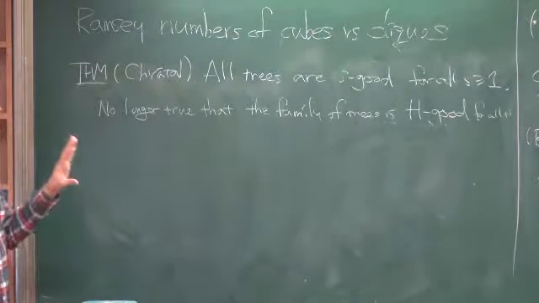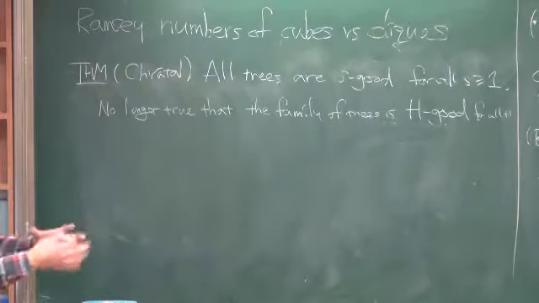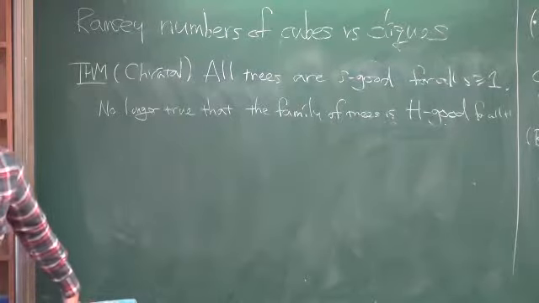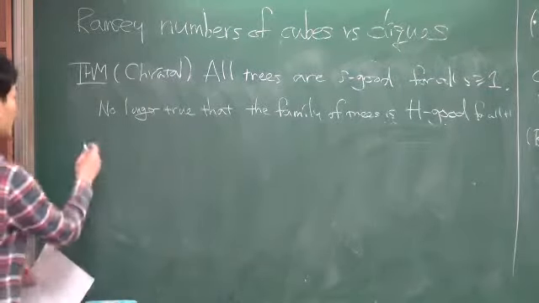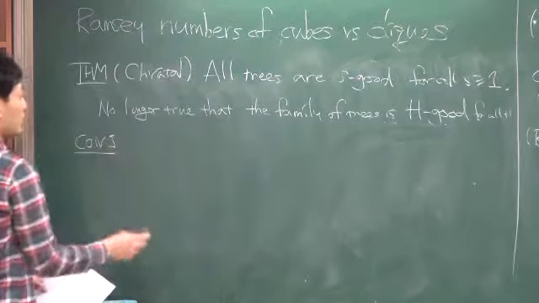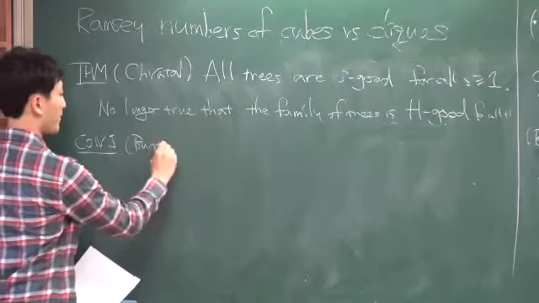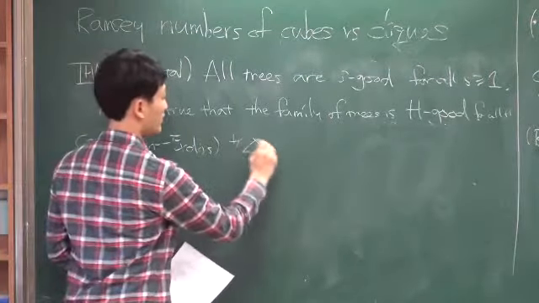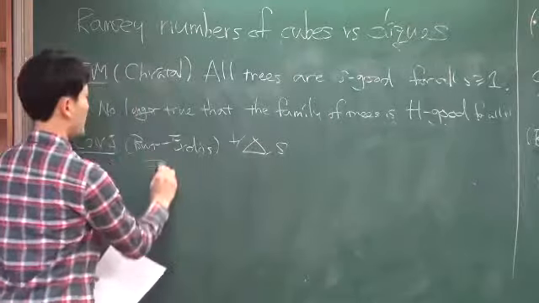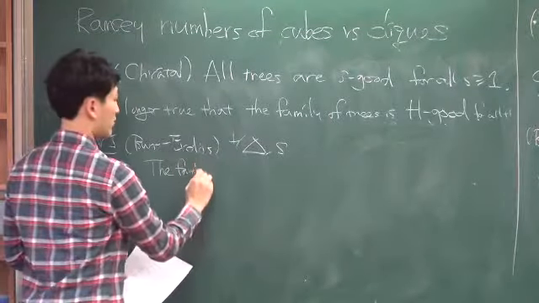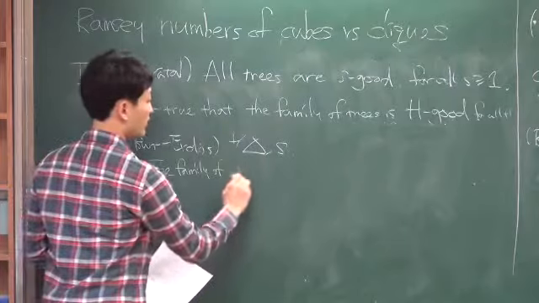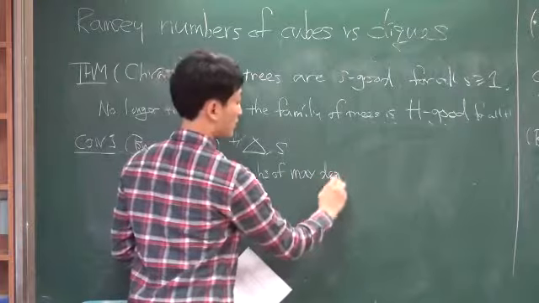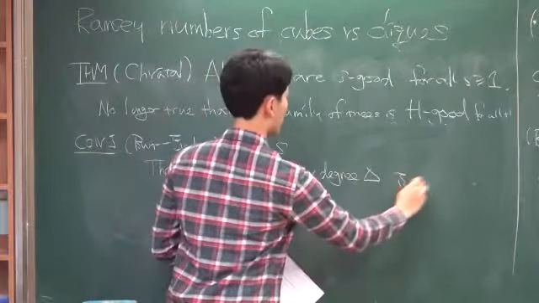And then Burr and Erdős posed a lot of conjectures and problems around Ramsey goodness to try to understand this concept. So one of the problems they posed, one of the most famous problems that they posed in this context, is the following. For all delta and S, the family of graphs of max degree delta is S good.